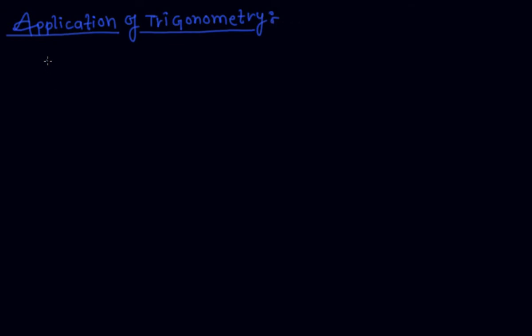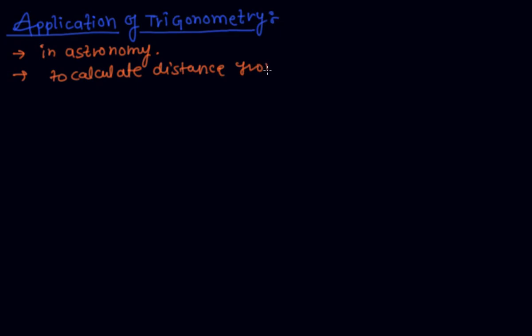Now first I talk about science. In astronomy, trigonometry is used to calculate the distance from earth to a planet, which means some long distances.